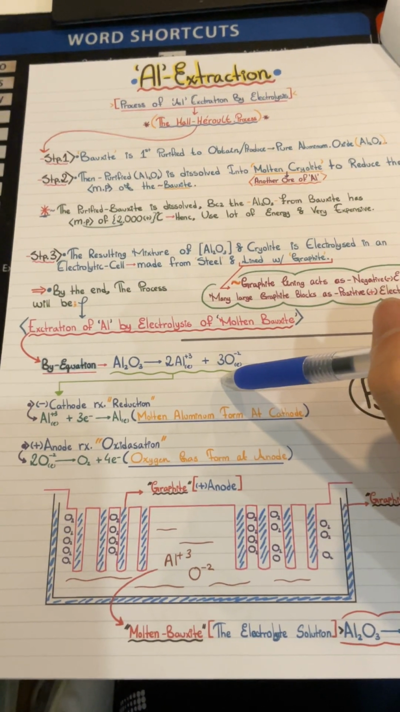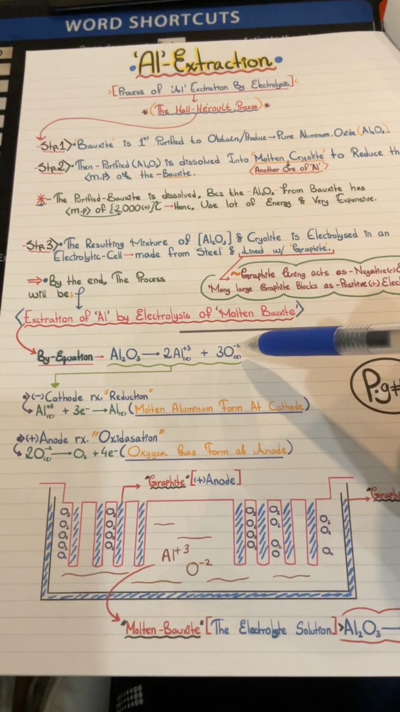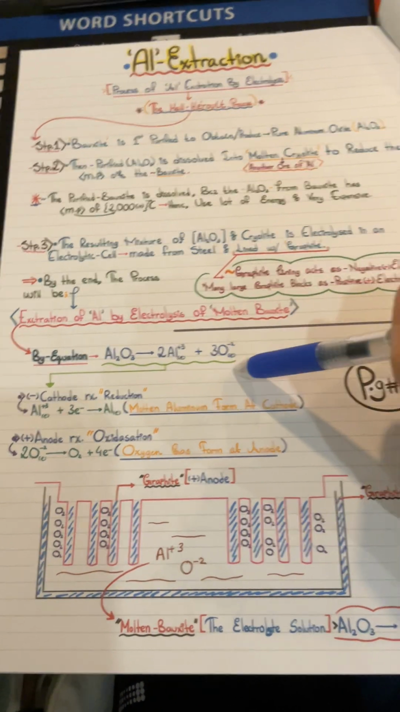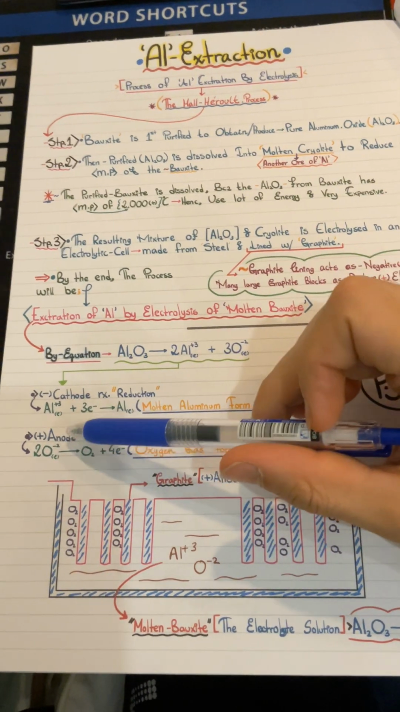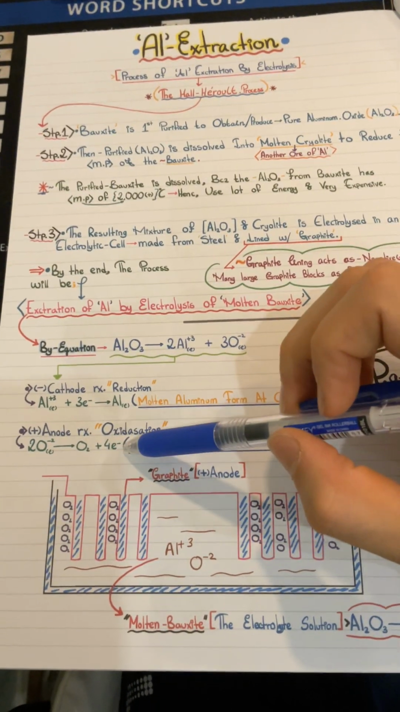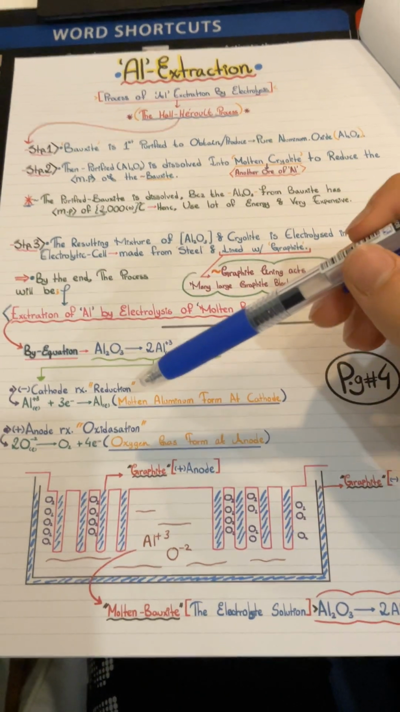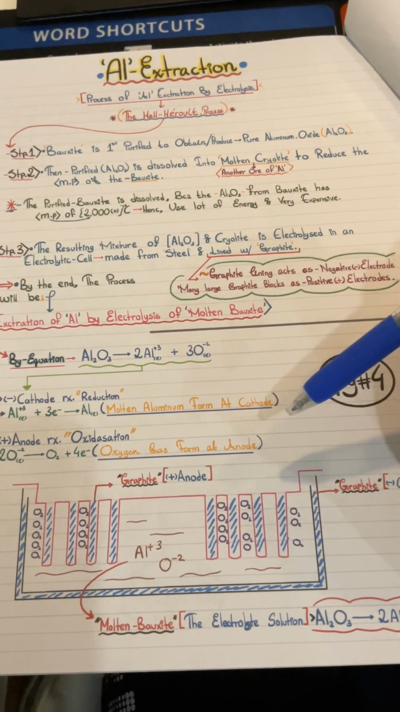Oxygen is negative, it will move to the anode for oxidation and it will lose electrons in the product side. Again, oxygen is diatomic and there's 2 oxygens, so oxygen will lose 4 electrons in the product side. So oxygen gas is formed at the anode.